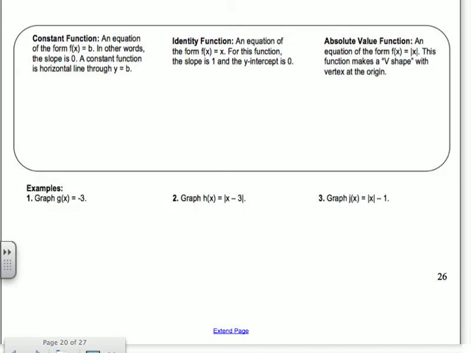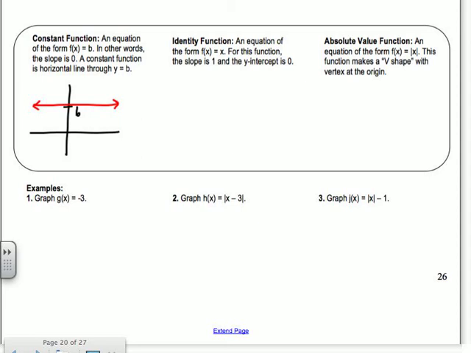All right, so constant function. Any equation of the form f of x equals b. So think of numbers. If f of x equals 5, well, we talked about f of x is your y value. So if I have the equation y equals 5, is that a vertical line or a horizontal line? Horizontal, right? So a constant function is going to be a horizontal line through that y value. So it's going to look like this. And then b is wherever the height is. So a constant function is a horizontal line.